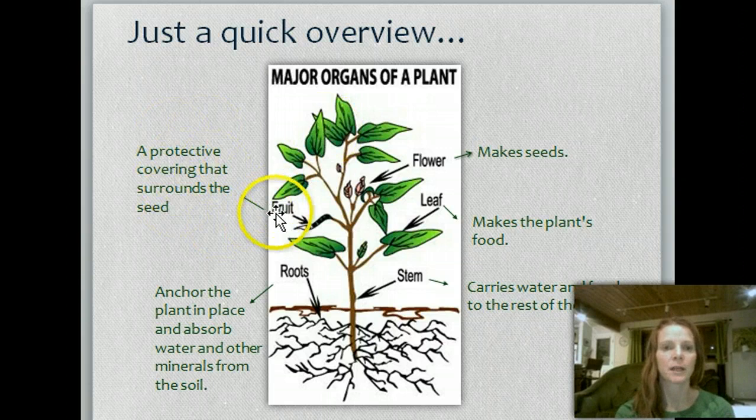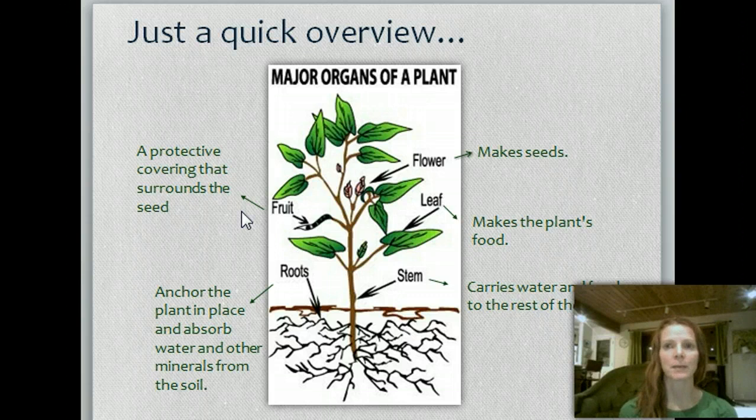But you have the fruit here, a protective covering that surrounds the seed. That's what a fruit is. We eat that. That's why all fruits contain seeds. So if you're not sure if something's a fruit, does it have a seed? It's a fruit, okay? That's why tomatoes are considered a fruit. Flowers, they make the seeds or produce them. The leaf makes the plant's food via photosynthesis, okay? So that's really important, obviously.